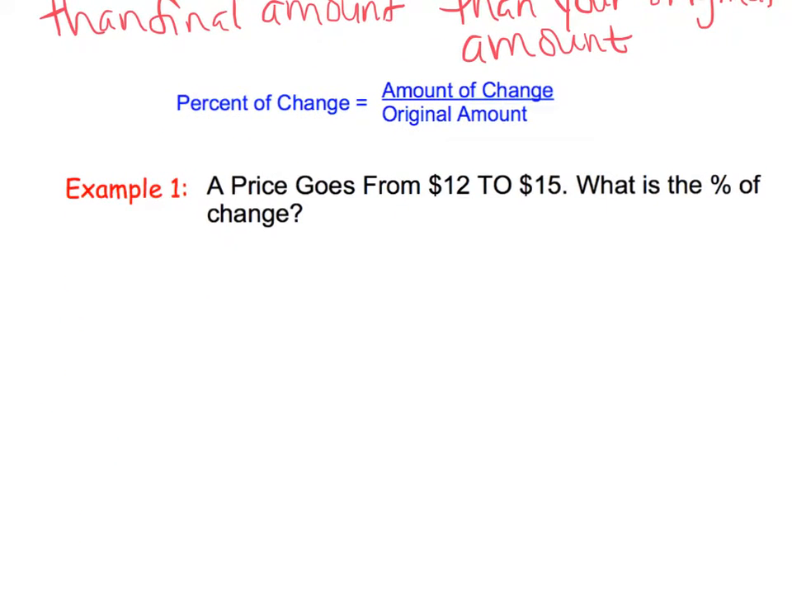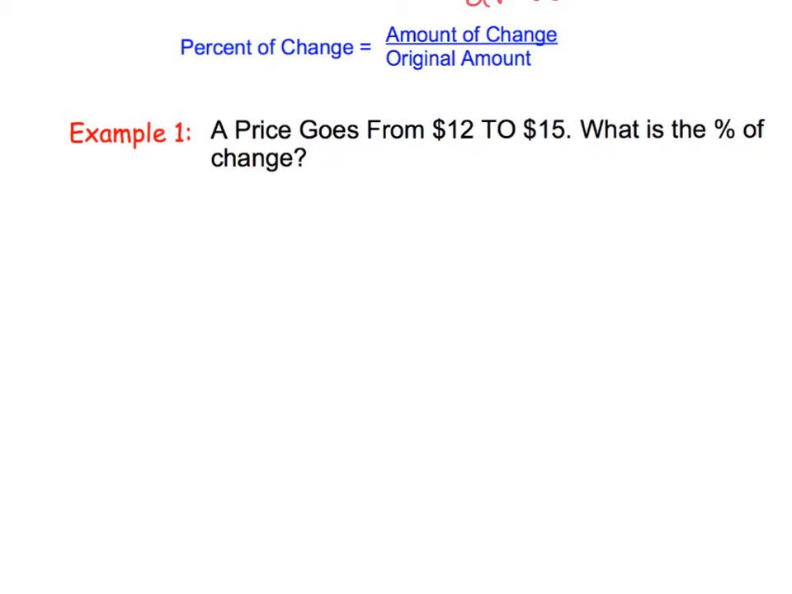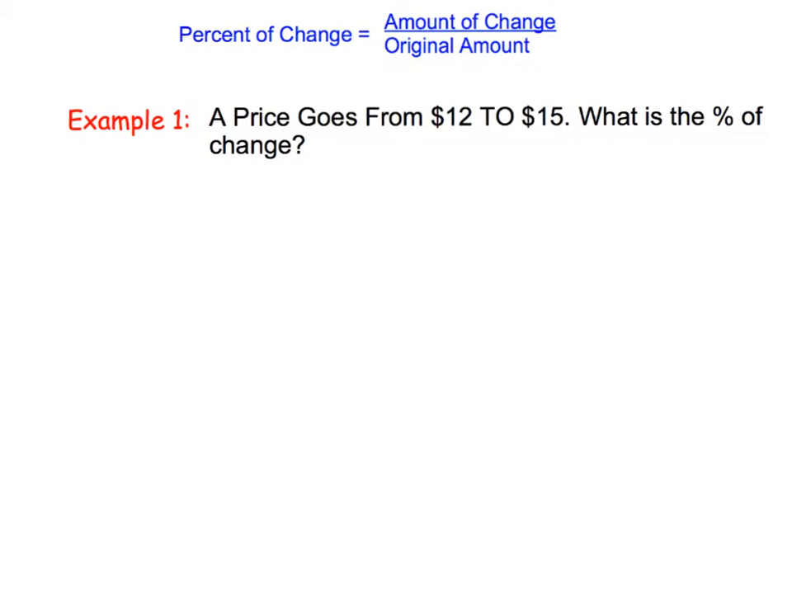Let's use the equation to calculate a percent of change. A price goes from $12 to $15. What is the percent of change? Well, the first thing to notice is our final calculation will be a percent of increase. So we write our equation. You can use abbreviations. Percent of, and we can use the word increase right here.